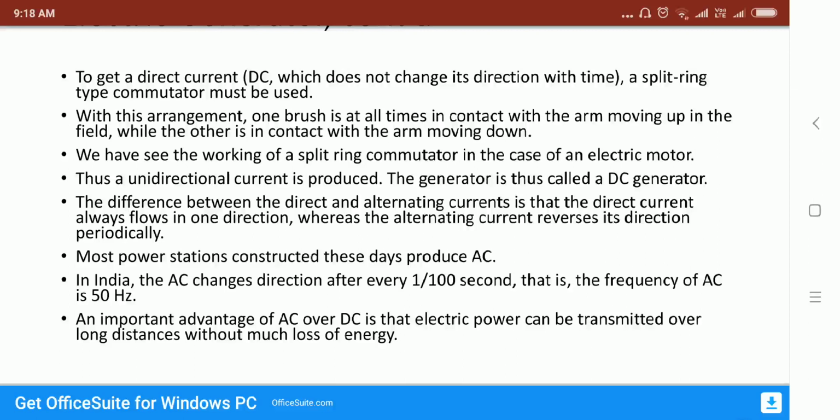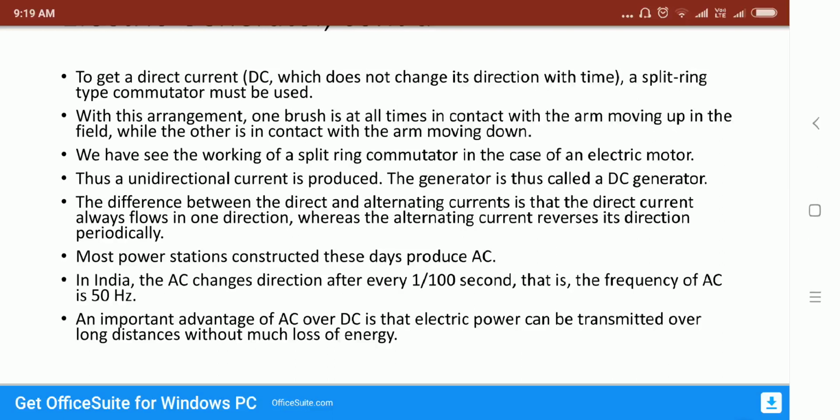Now the working of that split ring commutator is the same as we have utilized in a motor. In this way, current is produced in a single direction because half rotation is there, so the positive and negative polarity of the current is the same, so the current is flowing in one direction continuously. All the time positive current is available, so that is known as a DC current generator, direct current generator.